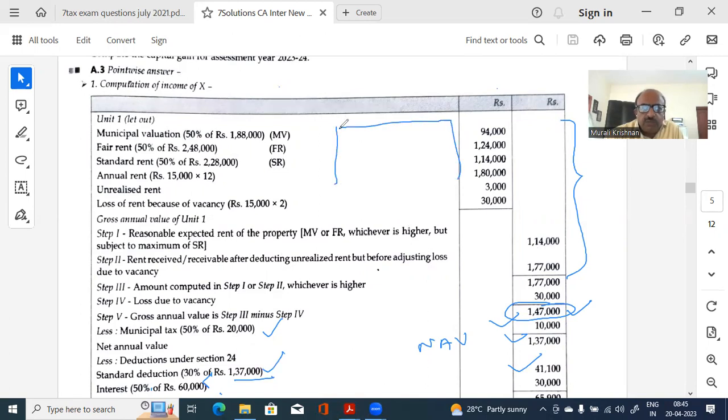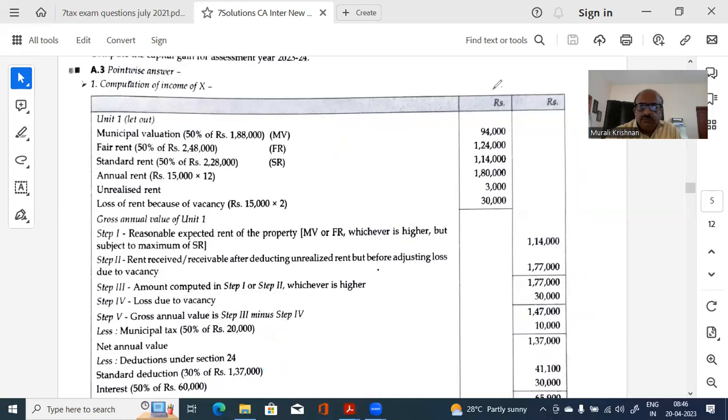This we are talking about which part? The let out part. This 50% we are talking about. So 50% will be available here. So the total amount of income from this let out part is 65,000. 65,000 is the amount from the let out part.